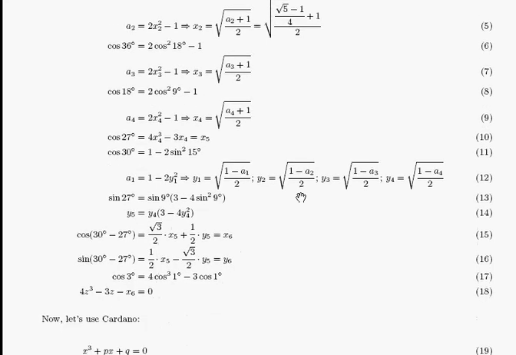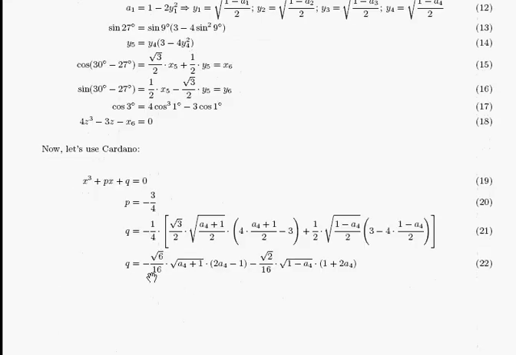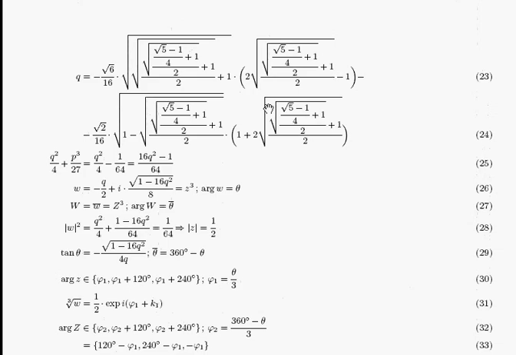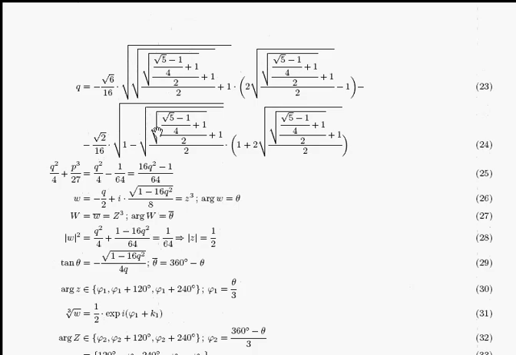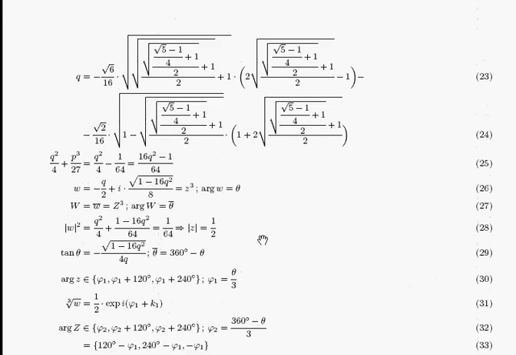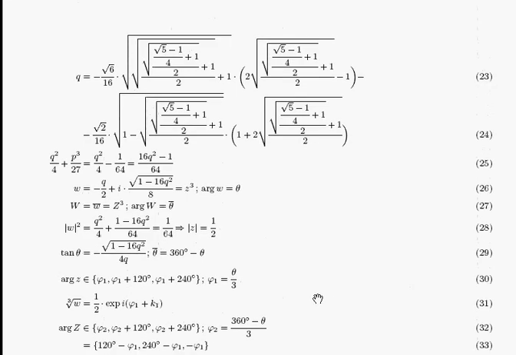Here it is. Square root, square root, square root. Minus square root of 6 over 16 times (2a4 minus 1). Here is 2a4 minus 1, minus square root of 2 over 16 times the square root times (1 plus 2a4). This is our q.